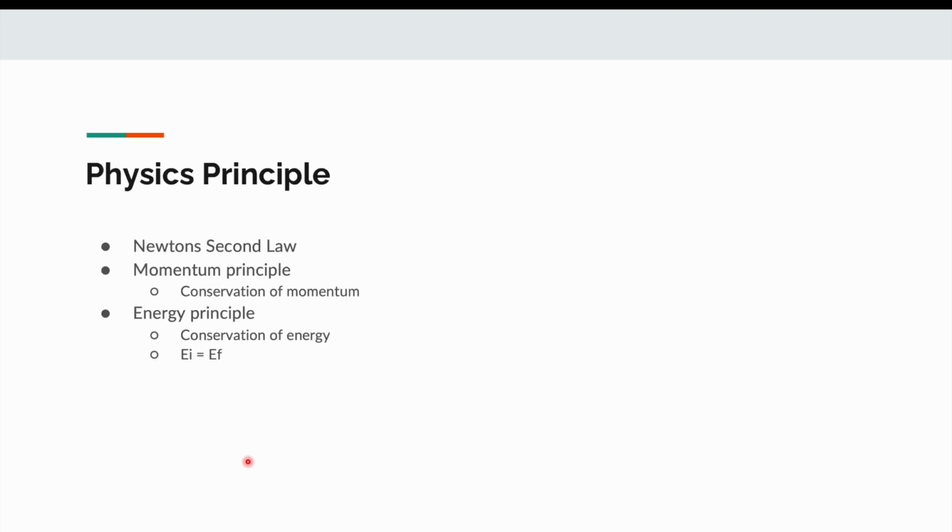So here are the physics principles that we're going to be using. There's of course Newton's second law as usual. There's also going to be the momentum principle, but more importantly the conservation of momentum, which we will see does not apply directly. There's obviously the energy principle, so the conservation of energy within a system, which also means that the initial energy will be equal to the final energy in a system.